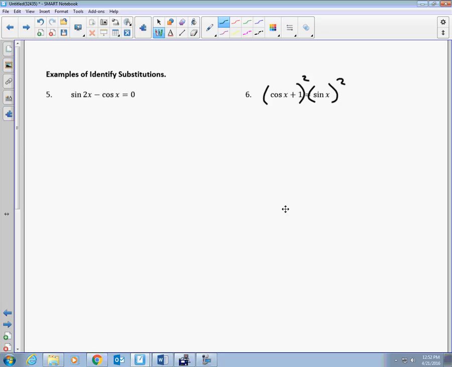Now, we got to be careful. If you square both sides, you run a risk of adding solutions. But it's a risk we're willing to take. Dangerous mathematics right here. We get cosine squared of x plus 2 cosine of x plus 1 is equal to sine squared of x. Hey, they're all single angles. If only I didn't have a sine squared.